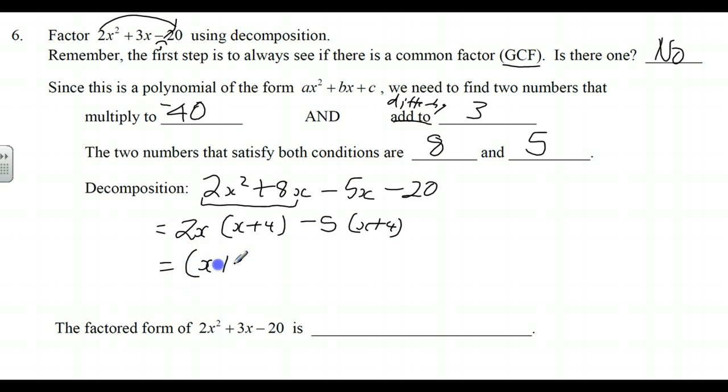Common factor, x plus 4. And 2x minus 5, it's what's left. I generally will write the 2x term first, so 2x minus 5, and then the x plus 4 term.